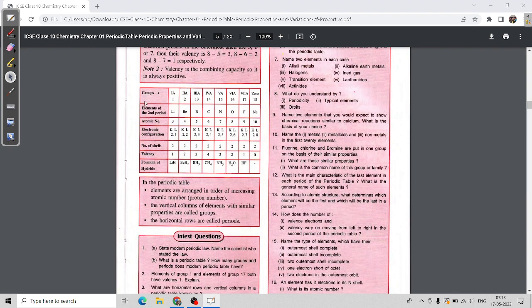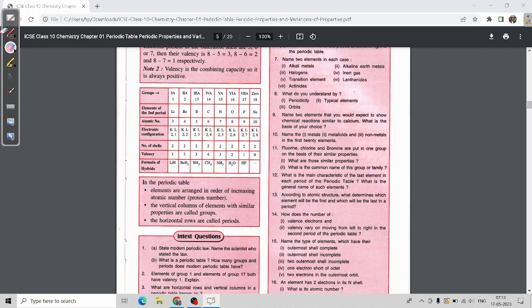Okay, now next is, according to the atomic structure, what determines which element will be the first and which will be the last in a period? Read again. See, according to atomic structure, the first will have the largest size in the period, and the last will have the smallest size in the period.